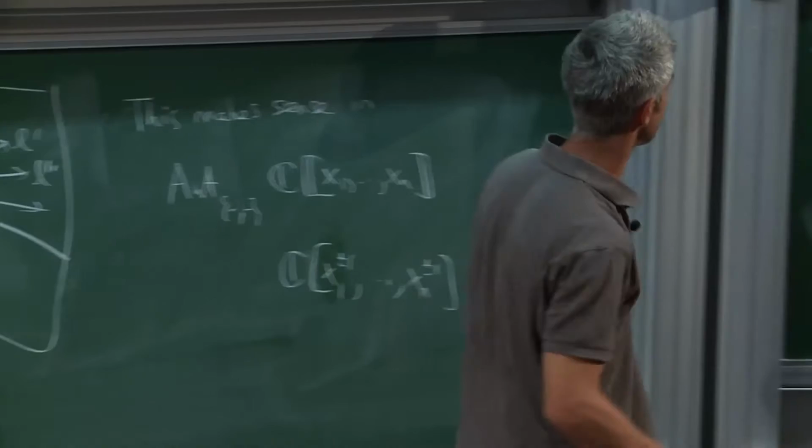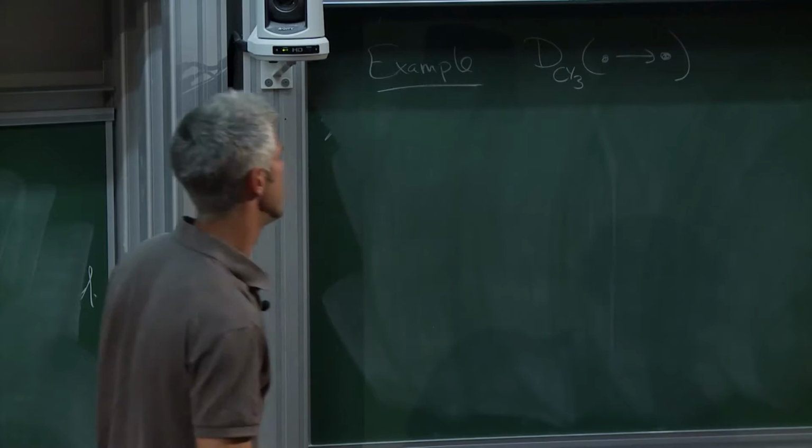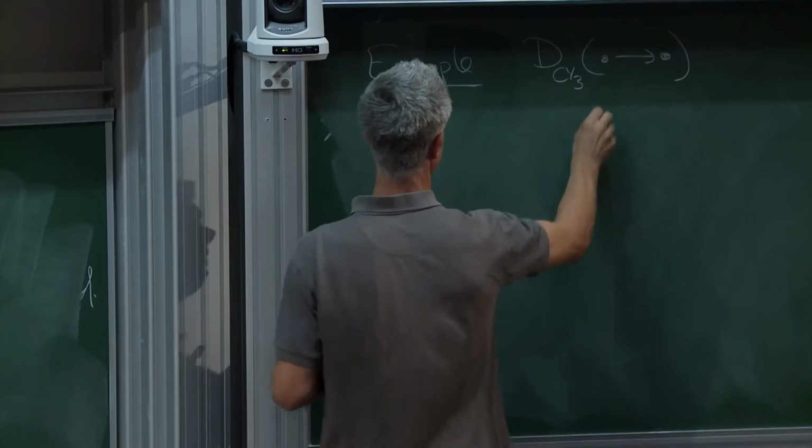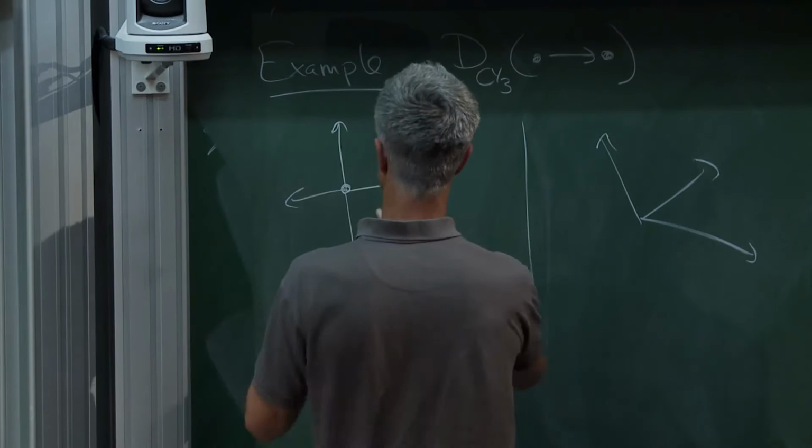So let's just say what it says in this example. Again, we're taking the CY3 derived category of this thing. Then there are just two chambers in this space of stability conditions. You've either got two stable objects, or you've got three stable objects. And of course you have this as well. But anyway, let's not put the negatives on.